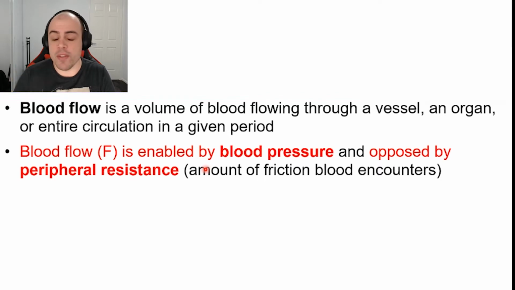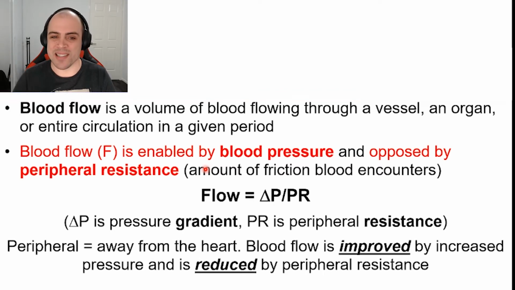Now we actually do have the ability to calculate this, and how we do it is to look at blood pressure and peripheral resistance, because blood pressure enables blood flow. If there's no pressure, there's going to be no flow. However, if we have too much peripheral resistance, this is like an opposing force that is holding back our blood. So think of it like when you're walking along the floor. If you're dragging your feet, it's a degree of friction. It makes it harder for you to walk forward. That's what we're seeing here with our peripheral resistance.